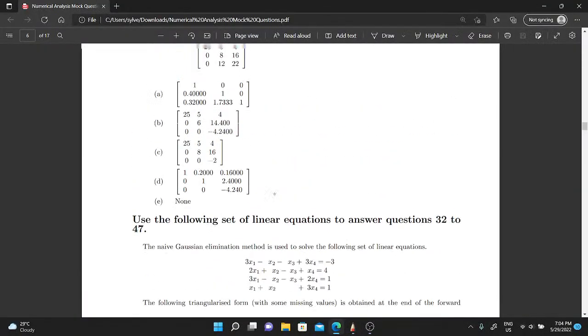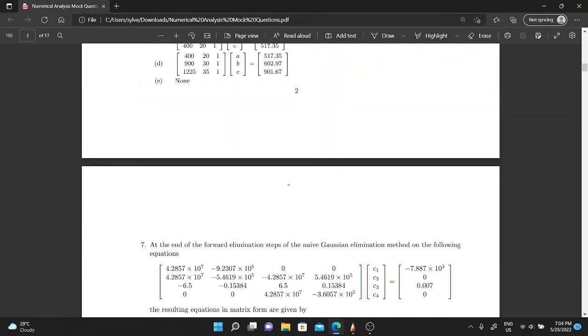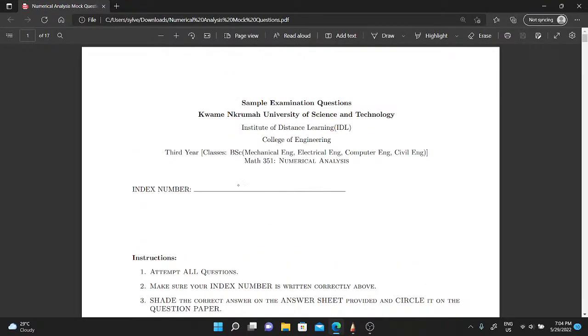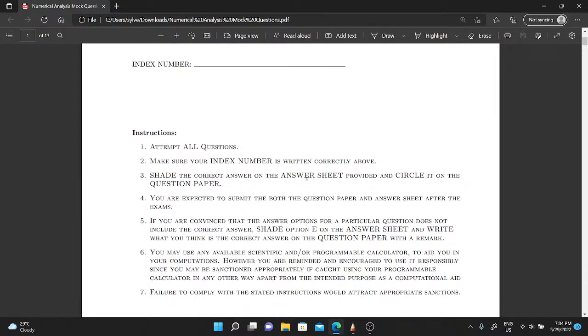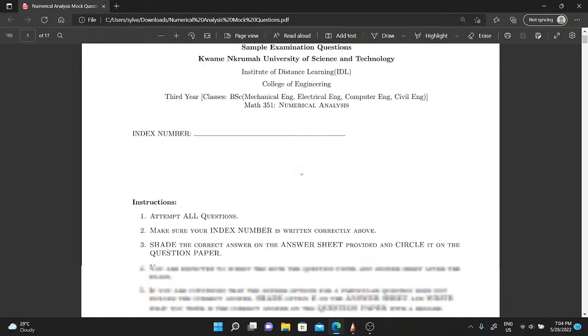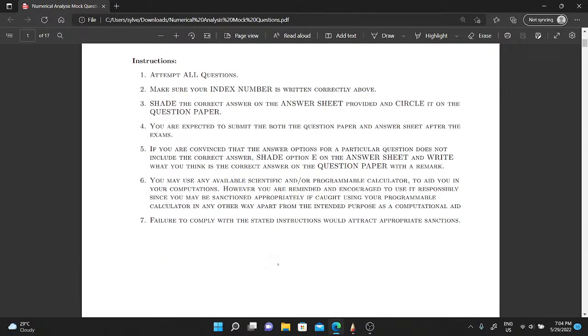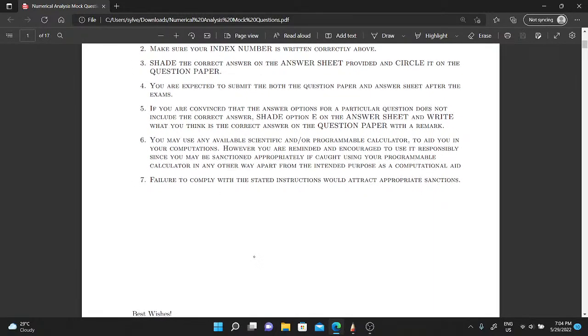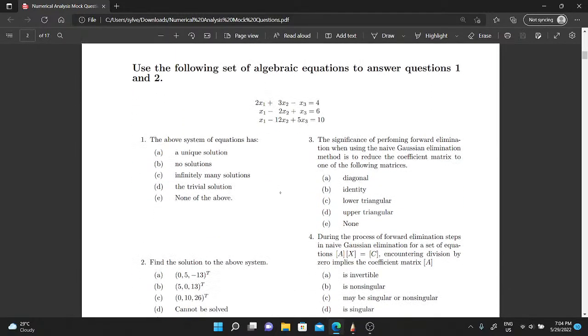Yes, so I didn't mention this, but the questions are in the description. So just scroll to the description and then click the link. It will take you to a Google Drive file. This is the file, right? And then you would be able to access and follow with us. This is the file that we'll be working with. Yeah, so I feel everybody has checked. You've downloaded it. You have the questions with you. So please now let's begin.